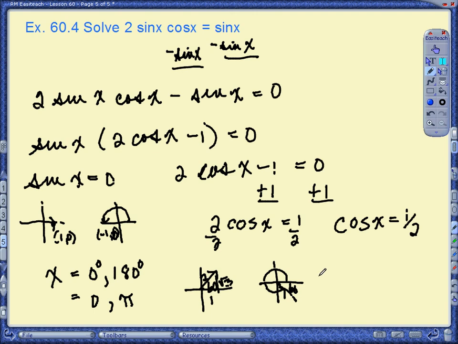And so we have those two angles, either 60 or 360 minus 60, which would give us a 300-degree angle. And again, when we use x, we usually want our answer in radians. That would be pi over 3 and 5 pi over 3. That concludes lesson 60, factorable trig equations.